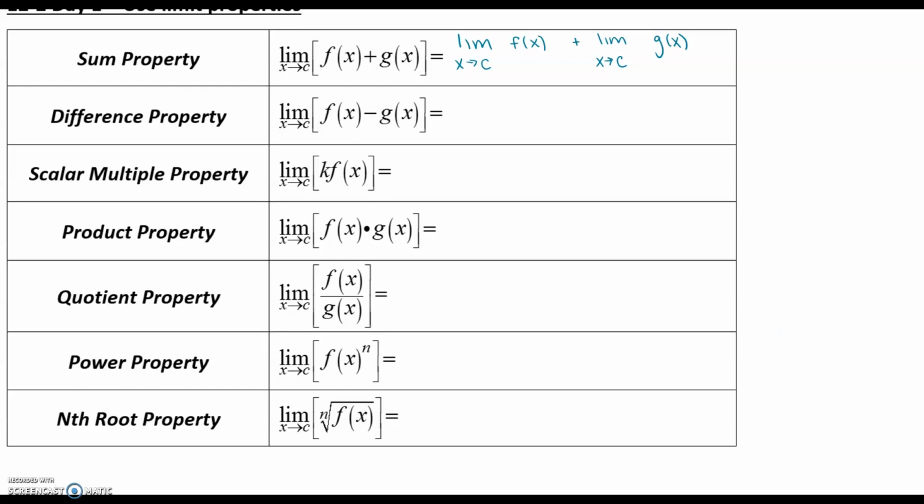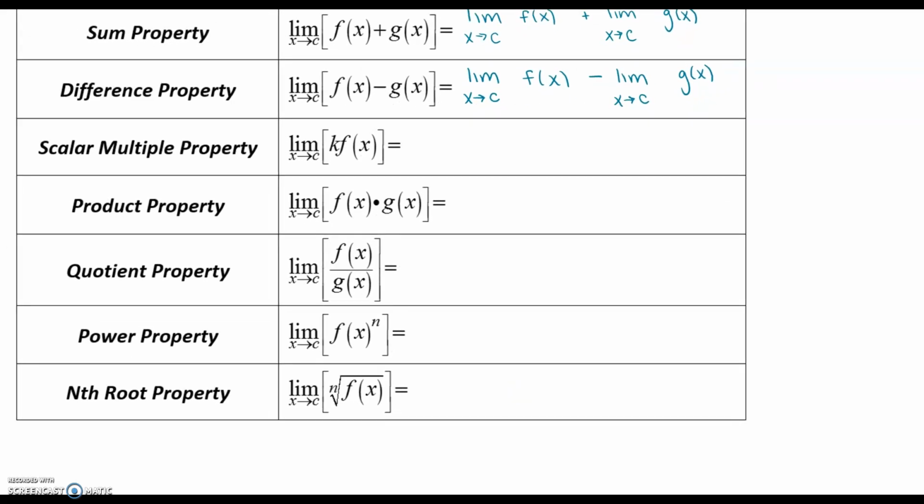The difference property, same idea. So we can separate them apart. So the limit as x approaches c of f of x minus the limit as x approaches c of g of x. And the order matters, so be careful.